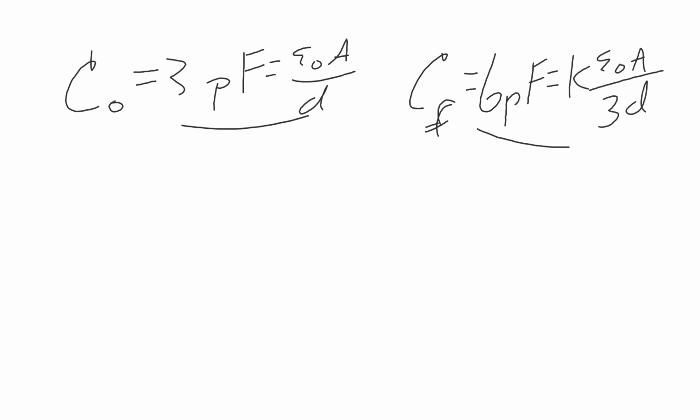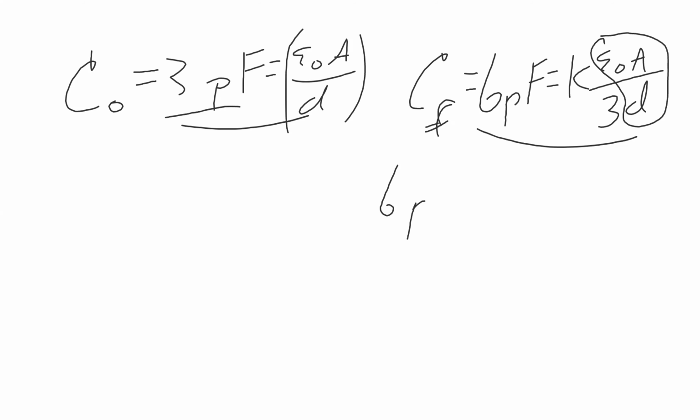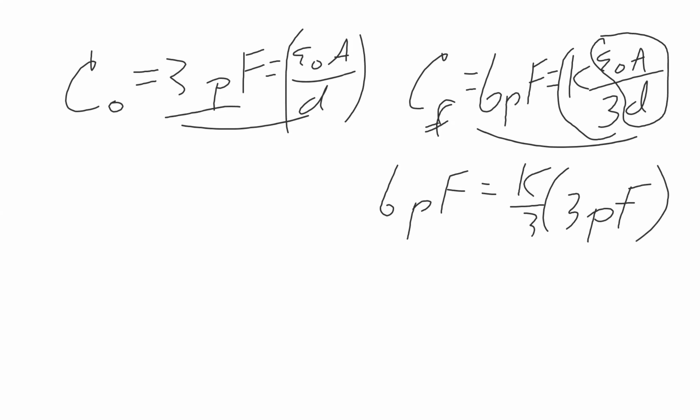Okay, so now I have these two equations. Ultimately, I'd like to solve for kappa, and it's up to you how you're going to solve for this. I'd probably isolate epsilon naught A over D. I know that that's going to be equal to 3 picofarads. So I could make a substitution for all of this epsilon naught A over D in this equation right here. And so I'd have 6 picofarads is equal to kappa over 3, which is the only stuff that remains, times 3 picofarads when I do that substitution. Don't have to do it this way, but this is probably your quickest way.